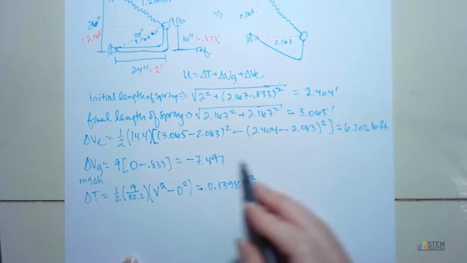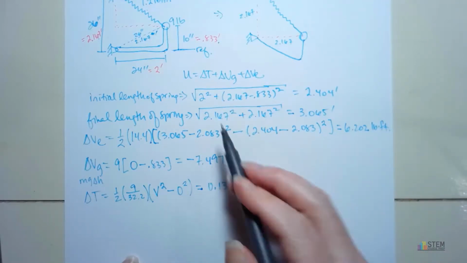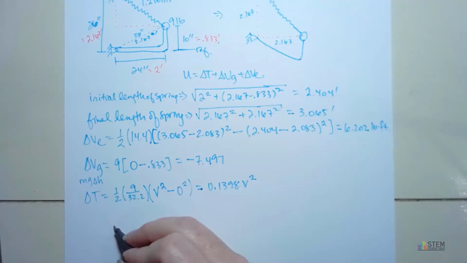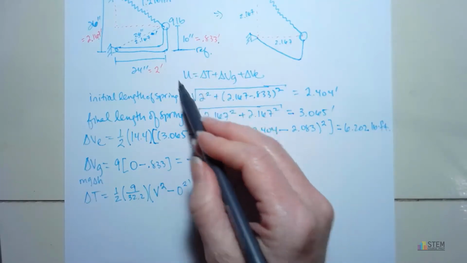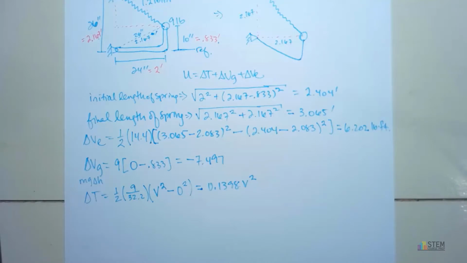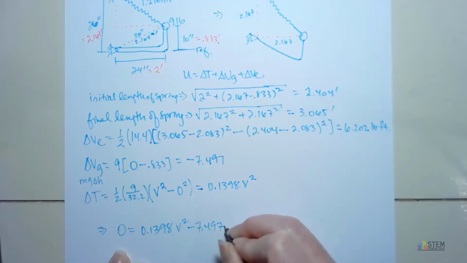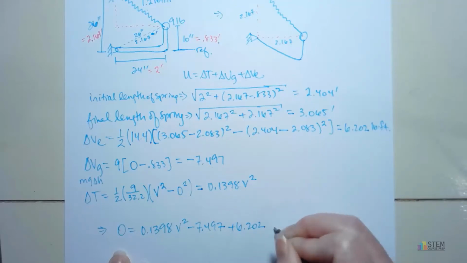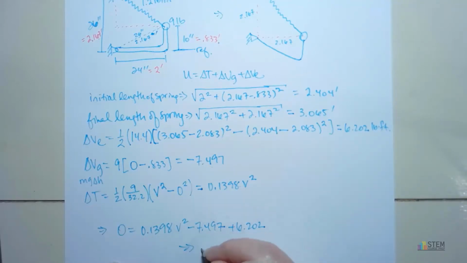Now just put all of these terms in your equation. Now what is u before we do that? What's u going to be? We don't have an external force, right? So that's going to be 0. Most of the times in these problems you're going to see in all the textbooks, this term will be 0. So we got 0.1398 v squared minus 7.497 plus 6.202. Now all you got to do is solve for v. You get 3.04 feet per second.